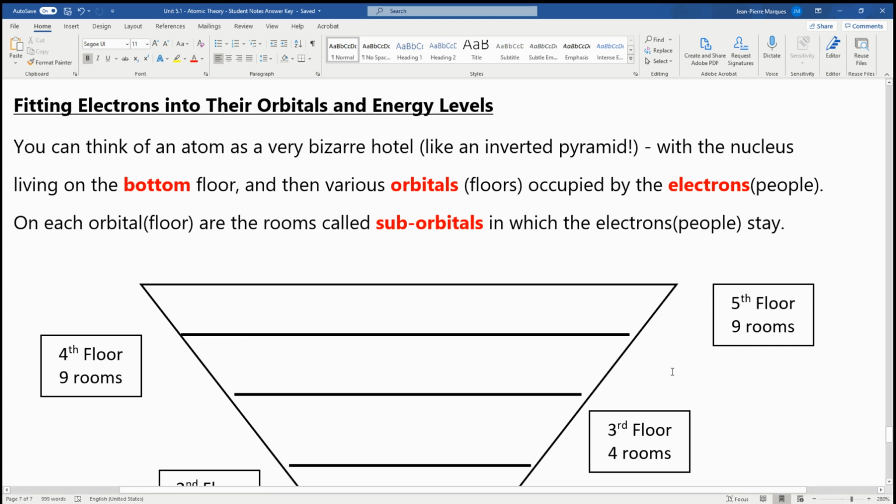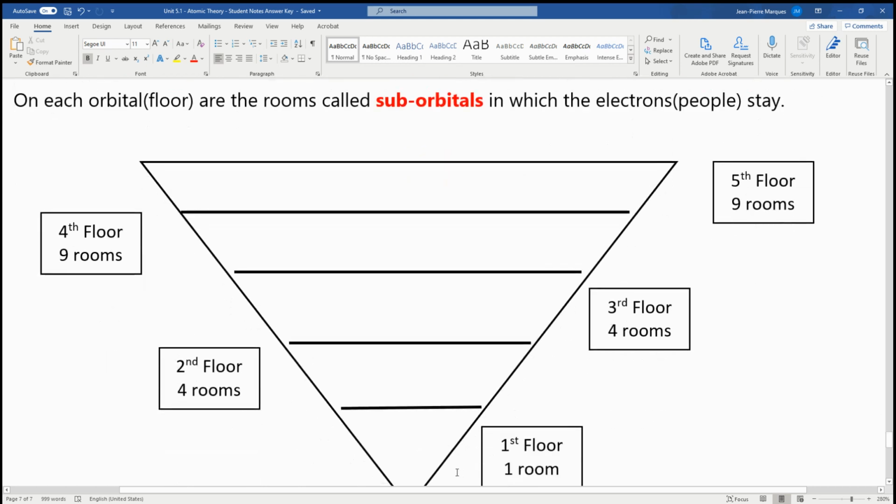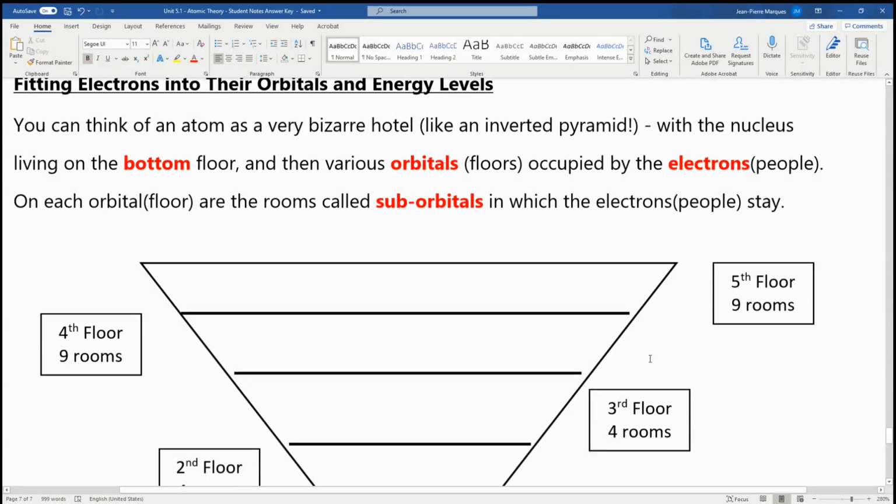And on each orbital or floor are the rooms, right? If you're in a hotel, you stay in the rooms. And our electrons stay in things called suborbitals. So again, the analogy is the nucleus is the bottom ground floor. Every floor above that is an orbital, and they correspond to the energy level. We then place those electrons into those orbitals, which are like the floors. And the electrons go into the rooms on each floor, which are known as suborbitals. That's where they stay. So that's the analogy that I'm going to give you.